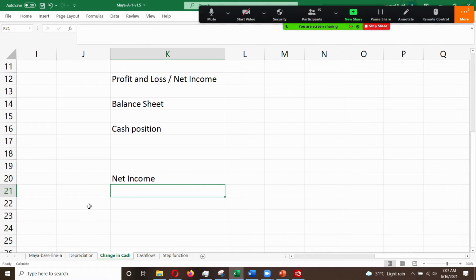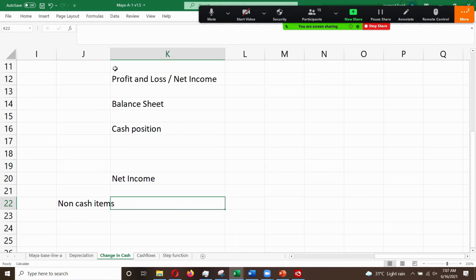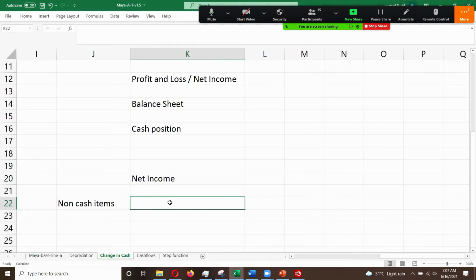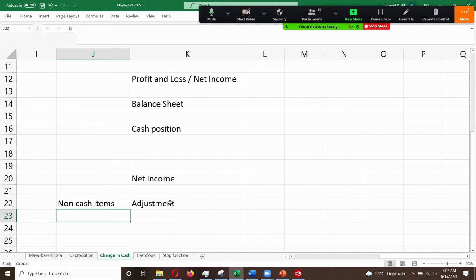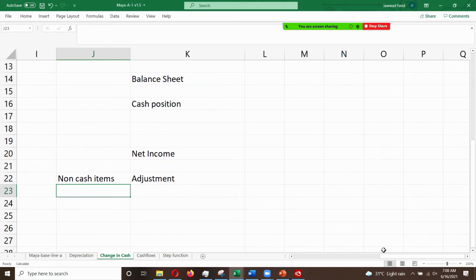We say, okay, are there any non-cash items in the statement of net income? And our big example yesterday was depreciation. So if there are non-cash items, we need to remove them or adjust them. So we make some adjustments for that. In Maya's case, right now, the way the statements stand, there are no non-cash items. So after the adjustments are made, then we need to calculate three specific items.